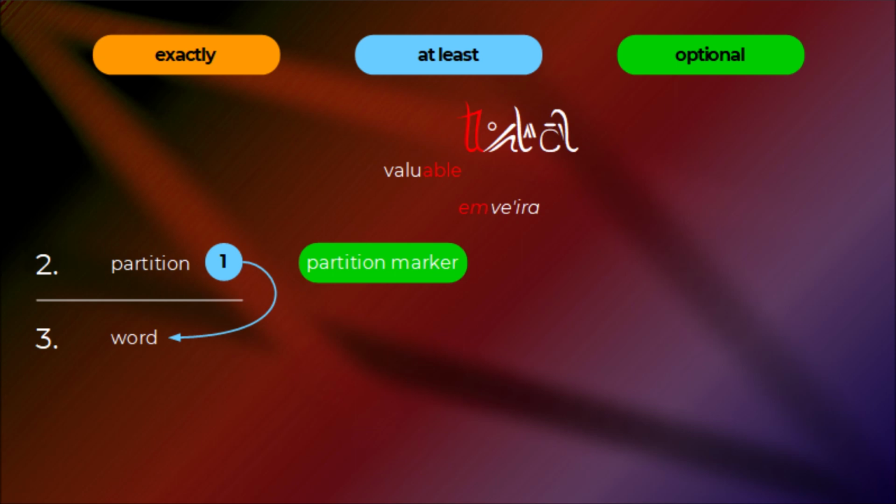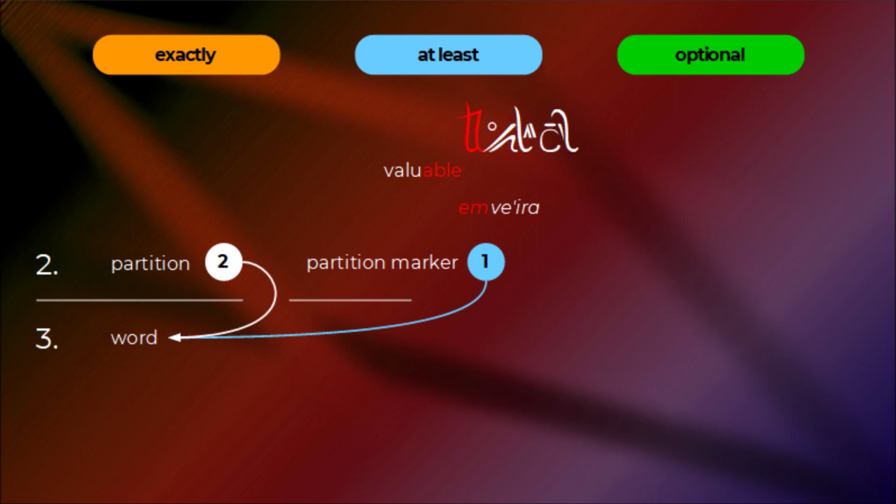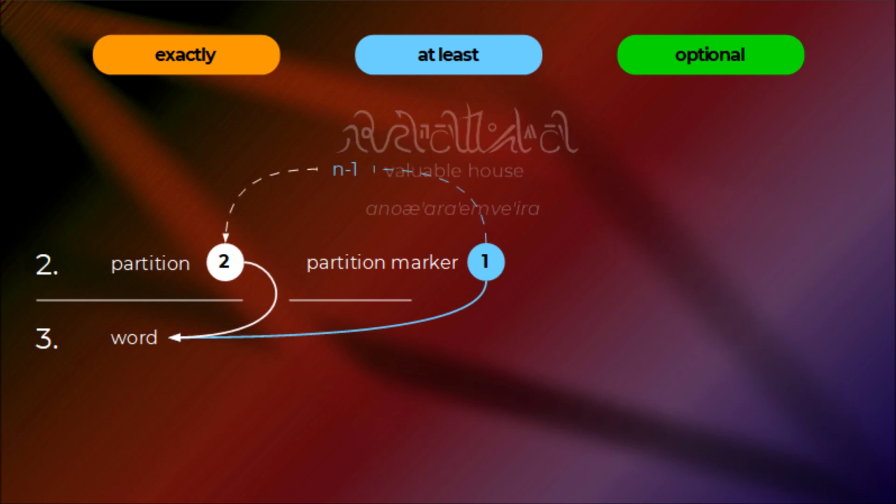If an Ælis word consists of 2 partitions, then it needs at least one partition marker. This must be the case per definition because, after all, it's the presence of a partition marker that splits a word into separate partitions in the first place. For example, "Anuai ara em veira", a valuable house. As a logical consequence, the amount of partition markers must be, at the least, one fewer than the amount of partitions. A word with 3 partitions will have to have at least 2 markers. A word with 4 partitions has at least 3 markers, etc.